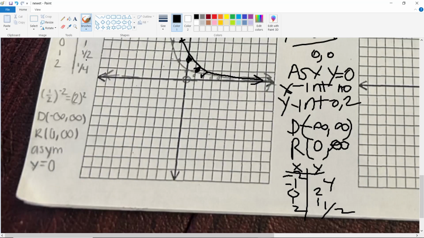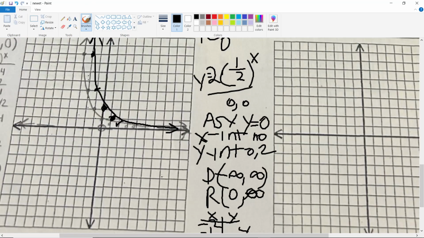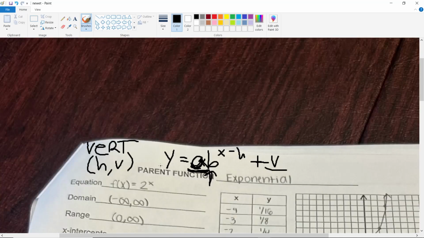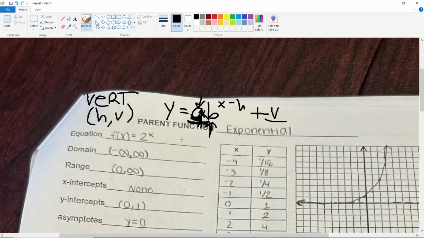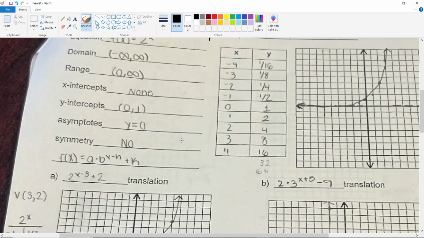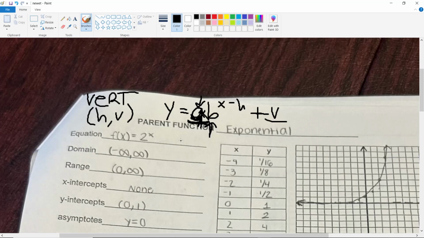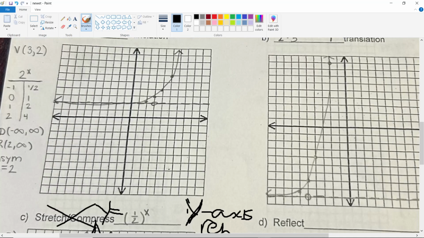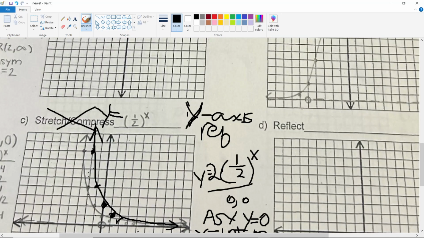I'll keep calculating the vertex. I don't know what it gives us, and I'll just keep calculating it. So a stretch or compression is when this a has a value. If it's bigger than 1, it would be a vertical stretch. Between 0 and 1, it would be a vertical compression. And again, if it's negative, then it's reflected on the x-axis. So those are the reflections.